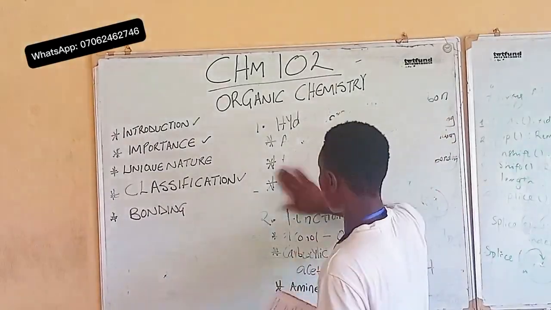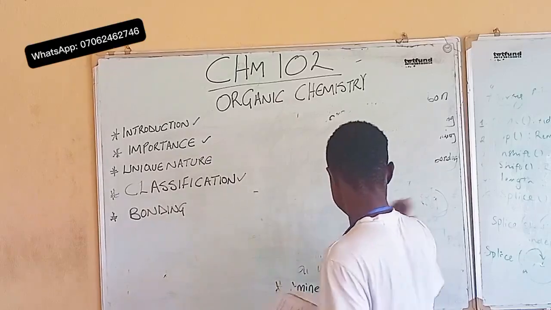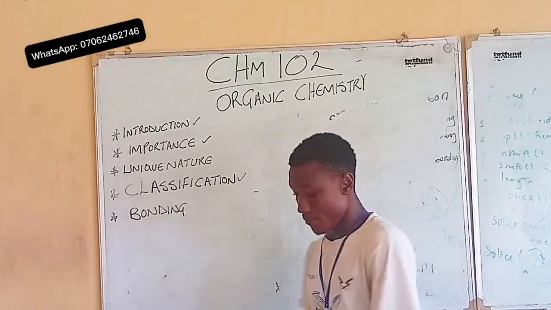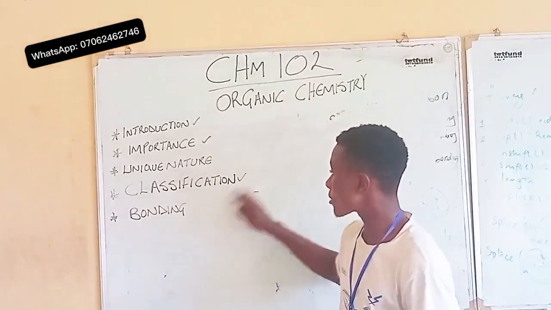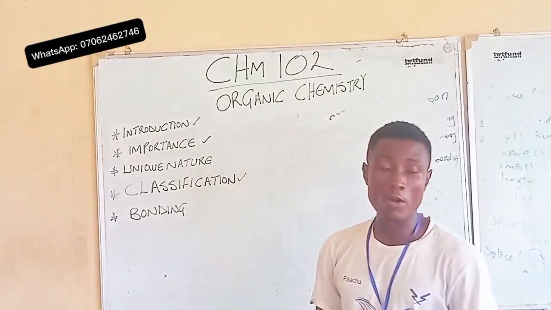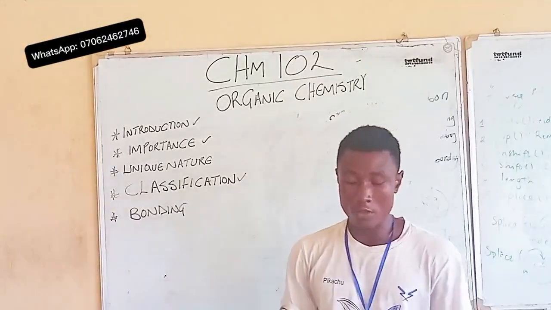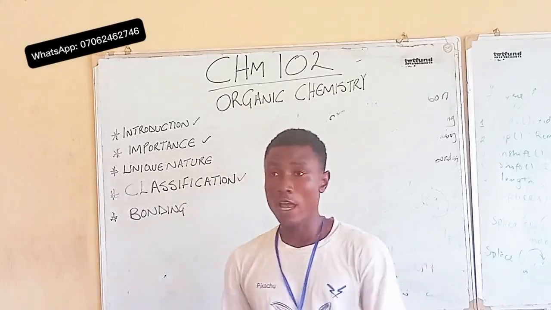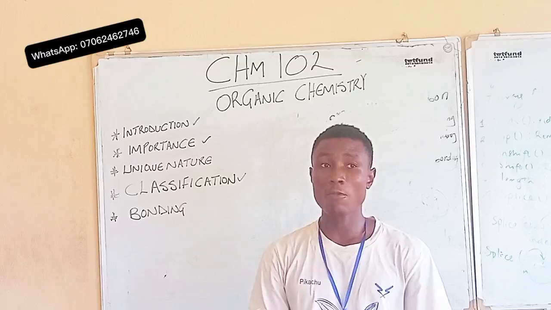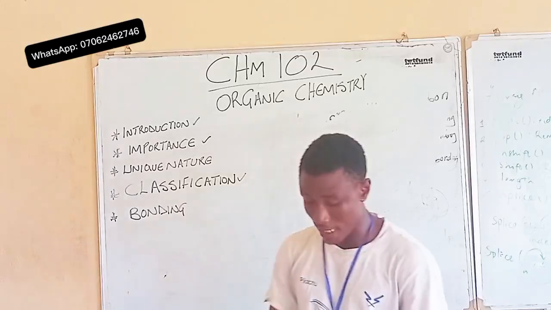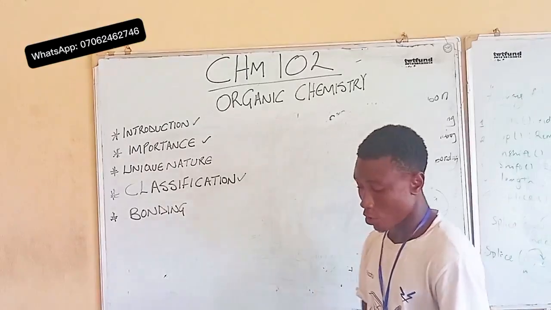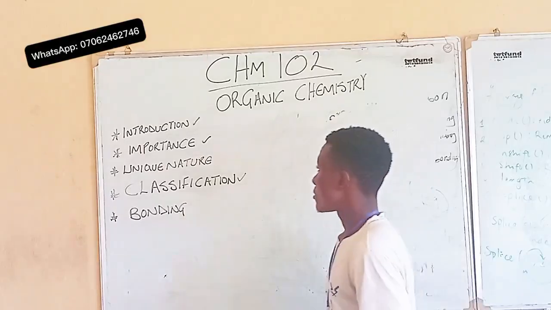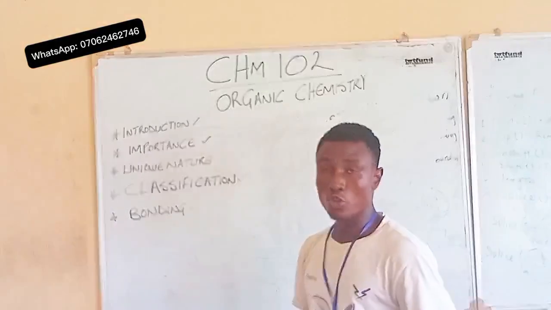So for the last one, which is the bonding that is involved in organic chemistry. There are various forms of bonding in organic chemistry. First of all, you have to know what bonding is. The major reason elements undergo bonding is to attain chemical stability. In the bonding, we have two major types. We have the structural formula.